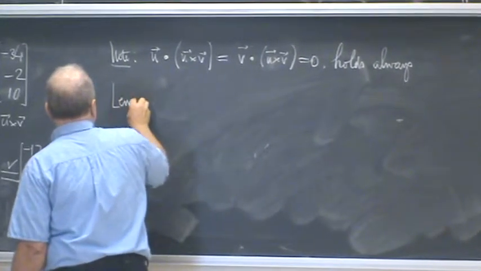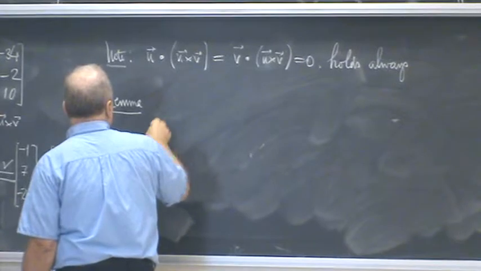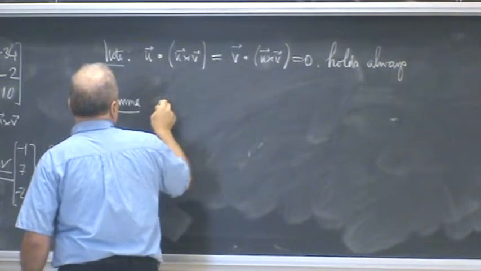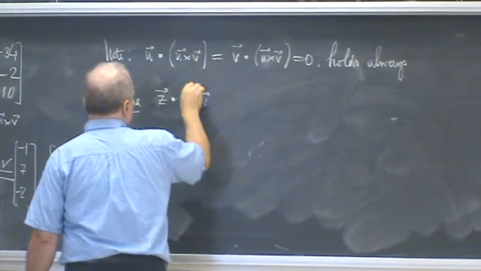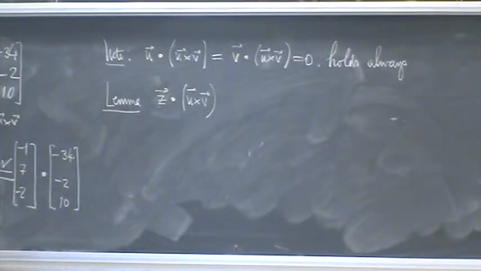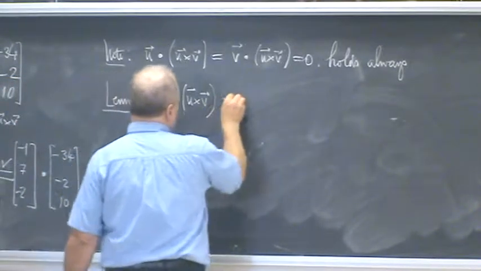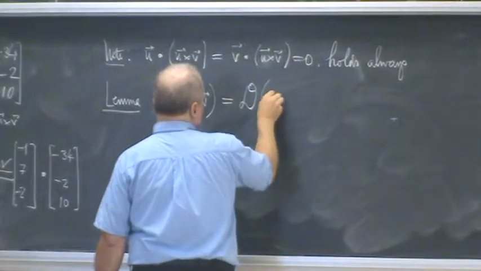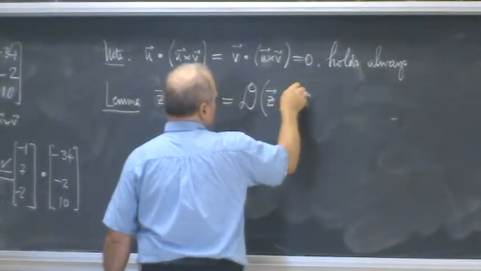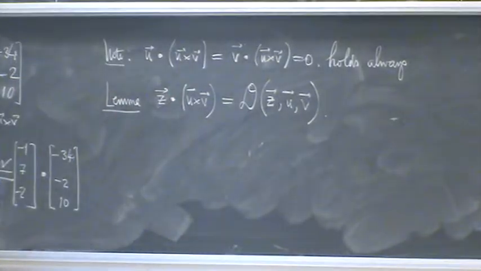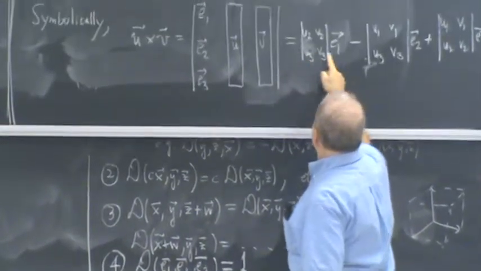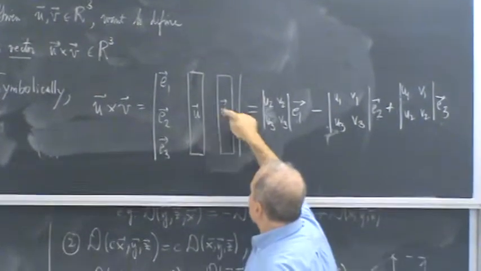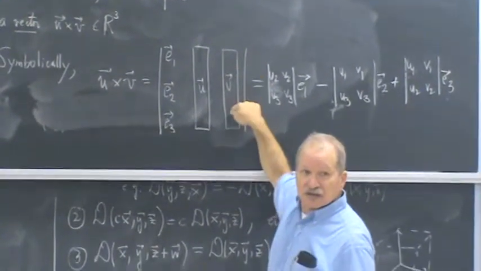So here's a little lemma that's actually sort of cool. If you take a vector z and dot it with u cross v, that's the same thing as the determinant of the matrix that has z, u, and v as the columns. So what am I doing when I do the cross product? I'm making a vector that has these various determinants as the coefficients.